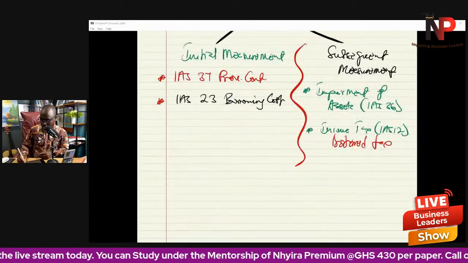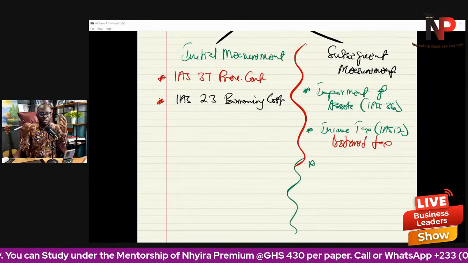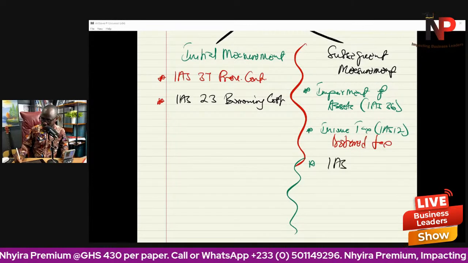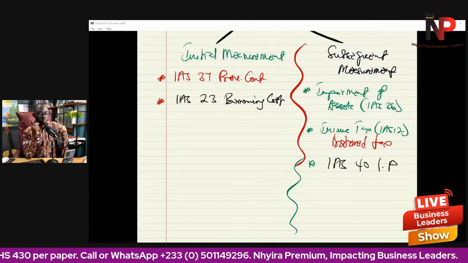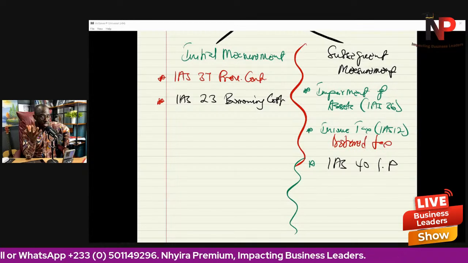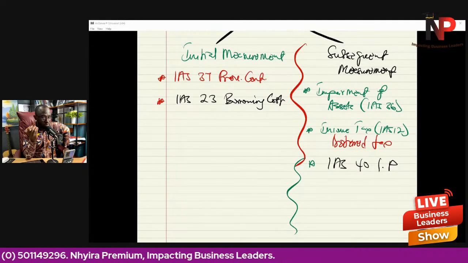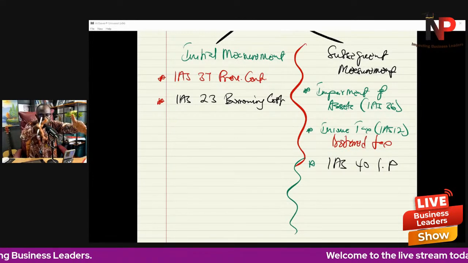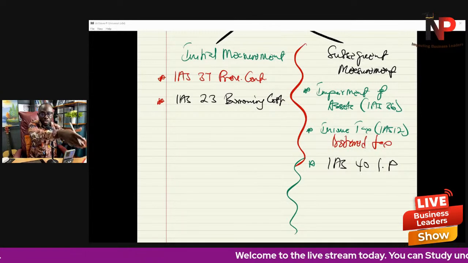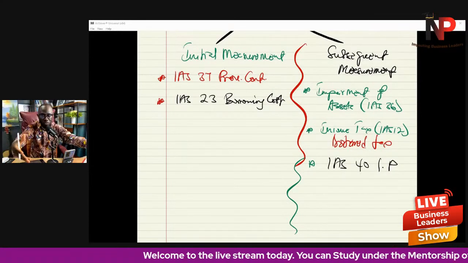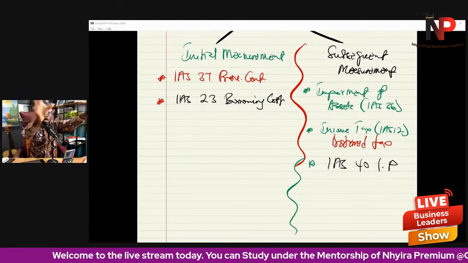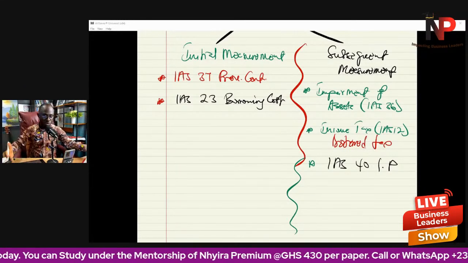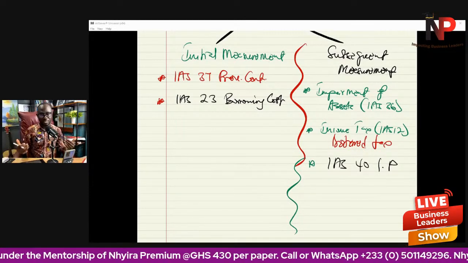Number three, in subsequent measurement also, there is a connection that IAS 16 has with IAS 40, investment property. So you must also know, when we change a property, plant and equipment into investment property, how do we account for it? When we change an investment property to a property, plant and equipment, how do we account for it? It is crucial you understand that.